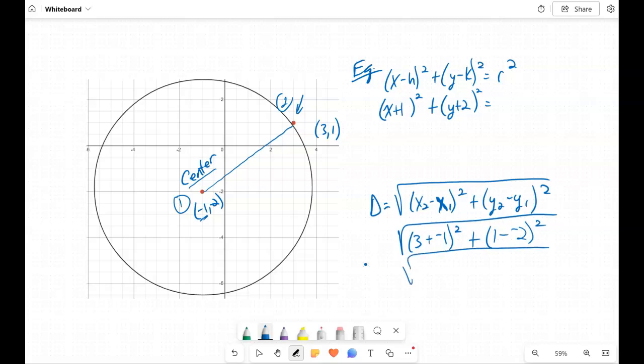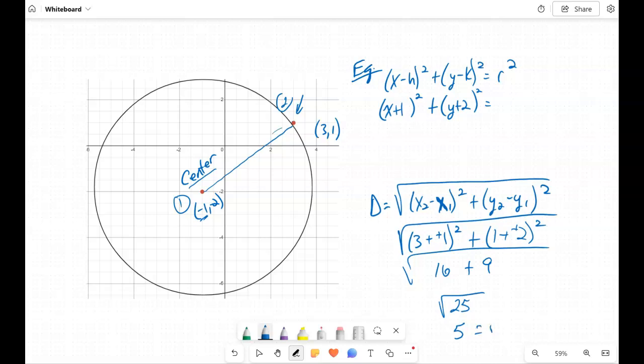3 minus a negative turns into plus, so 3 plus 1 is 4. 4 squared would be 16. Again, negative and negative become positive. 1 plus 2 is 3. 3 squared is 9. 16 plus 9 would be 25. Square root of 25 is 5. So that means that the distance from here to here is 5.